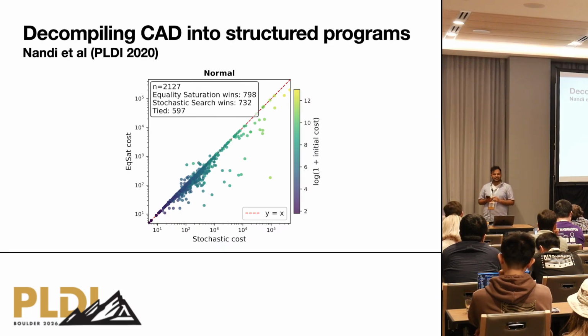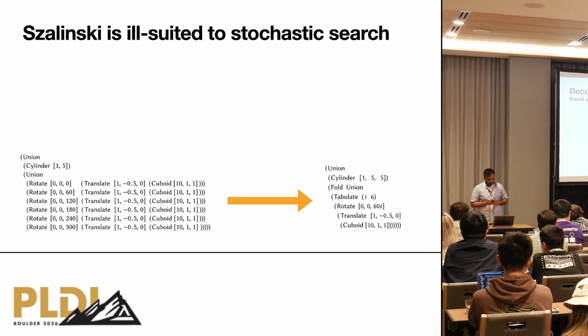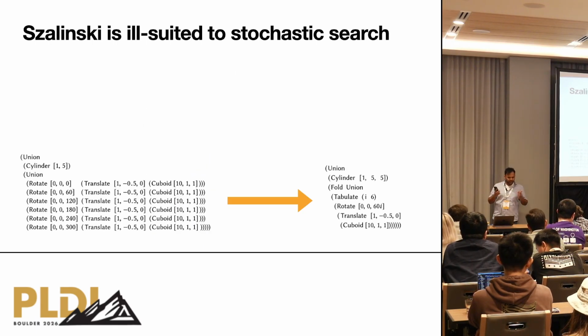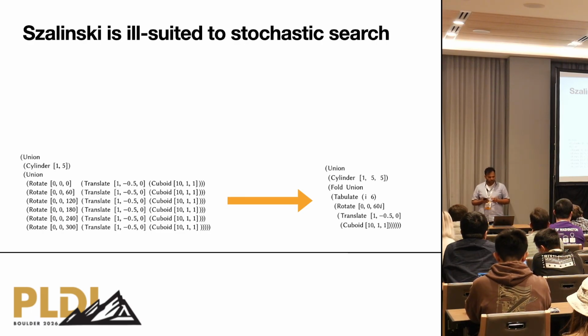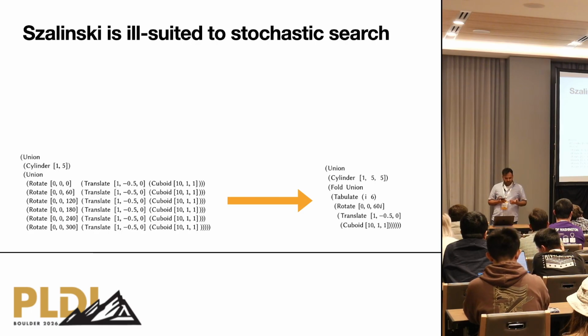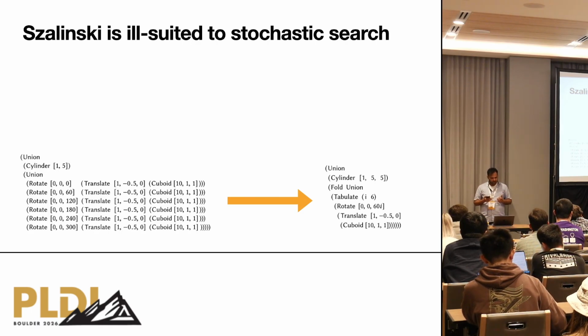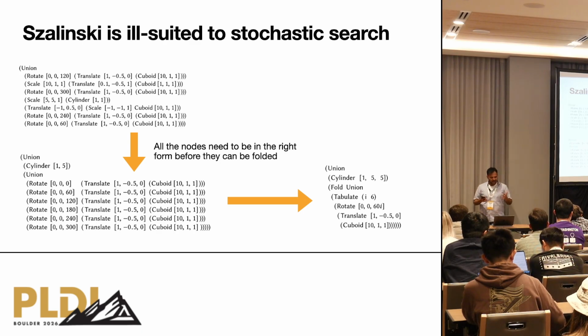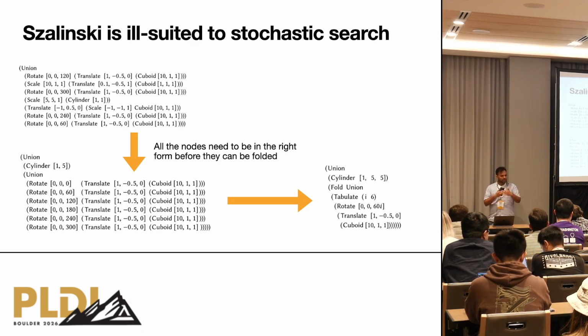And this is not surprising, actually. Zelinsky's rewrite system happens to be ill-suited for stochastic search, and I want to explain why this is the case. So what you typically find in Zelinsky is you have a program like this, and it gets folded into a higher level representation that uses functional combinators. However, usually programs are not in this nice form. They're in some other form. And before you can do the nice rewrite that folds it into a higher level program, you need to get all the subterms into the right form before the final rewrite can fire.